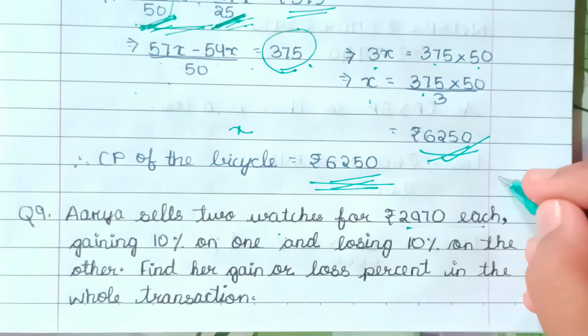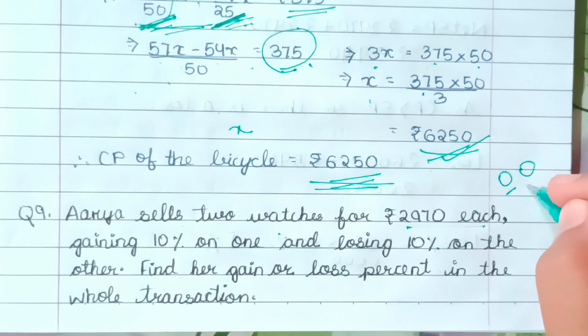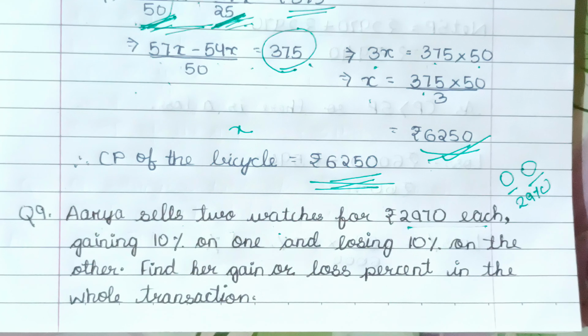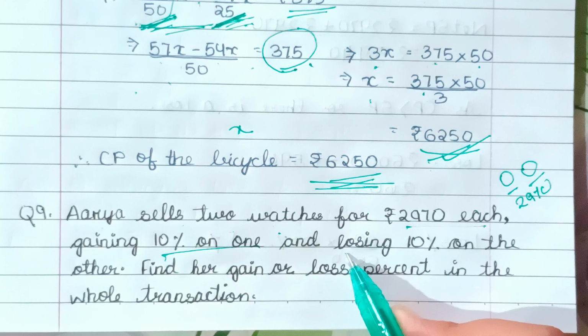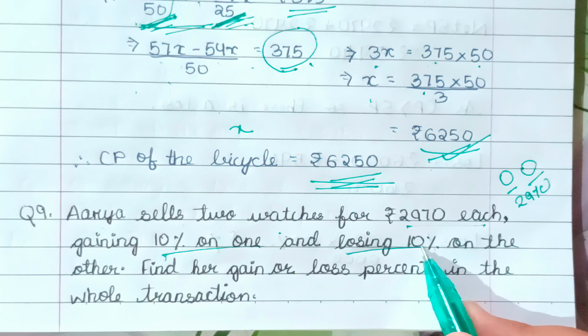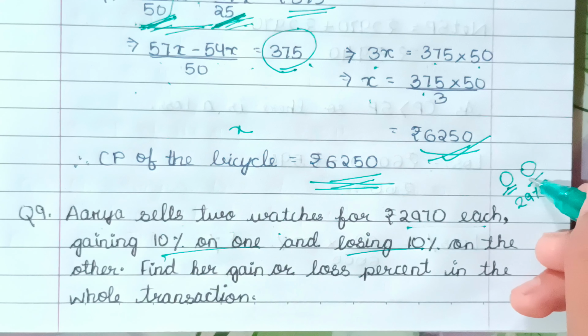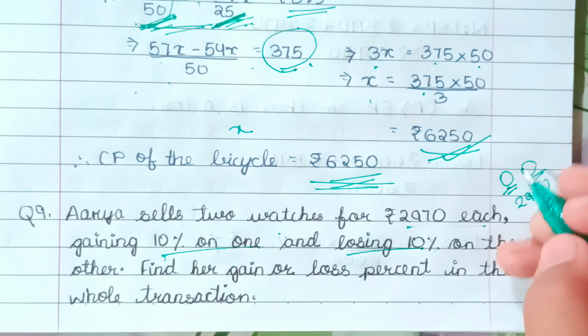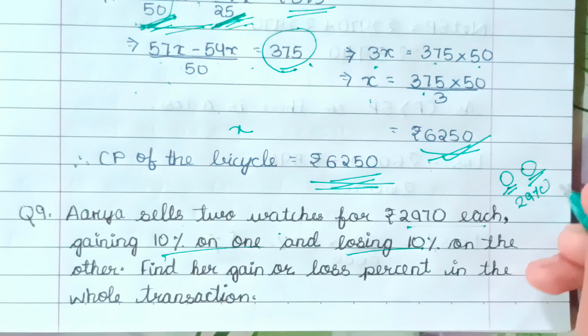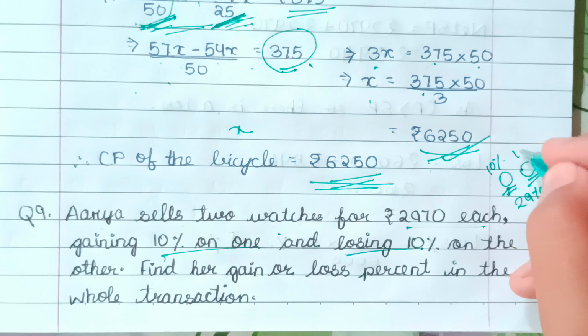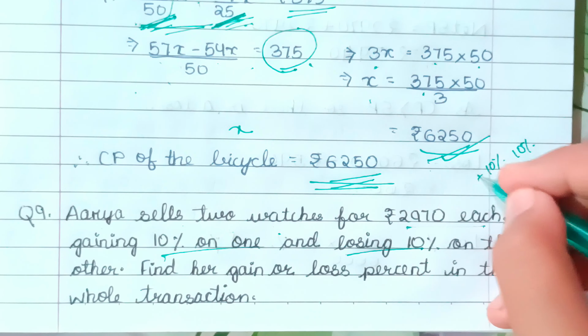Means 2 watches are sold and each of them is sold at rupees 2970, gaining 10% on one and losing 10% on the other. 2 watches have been sold. This is also rupees 2970 and this is also 2970. But we don't know the cost price. So in one we get 10% profit and in the other one we get 10% loss.